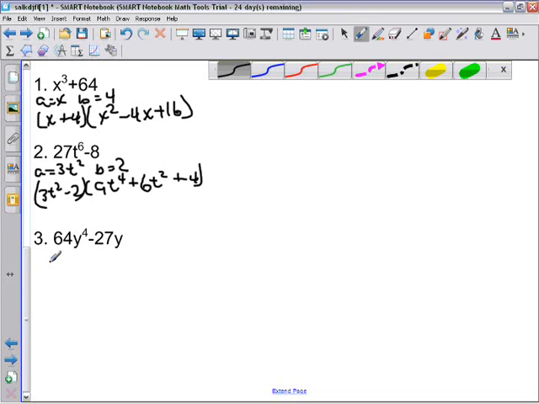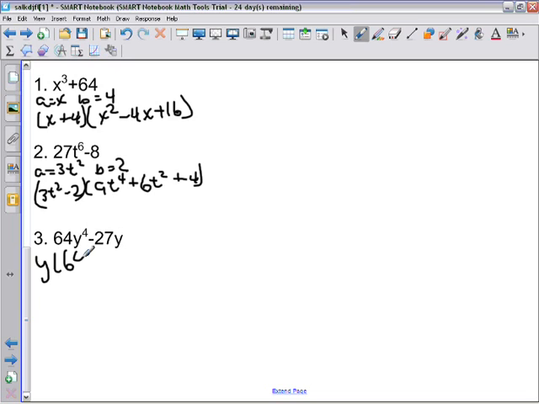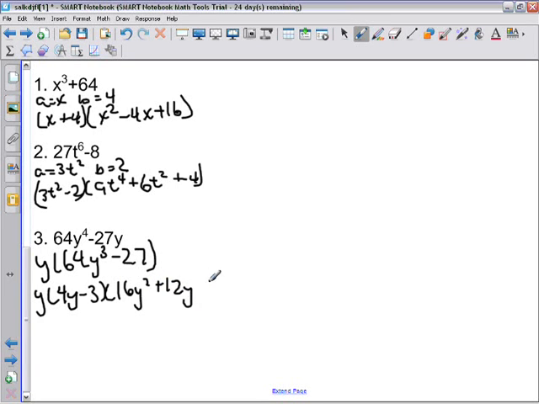Let's look at the third example of 64y to the 4th minus 27y. It has a common factor of y, so you factor out y to get 64y cubed minus 27. When you find the cube root of 64y cubed, you get 4y. And when you find the cube root of 27, you get 3. So when you sub it into the equation, you get y times the quantity of 4y minus 3 times the quantity of 16y squared plus 12y plus 9.